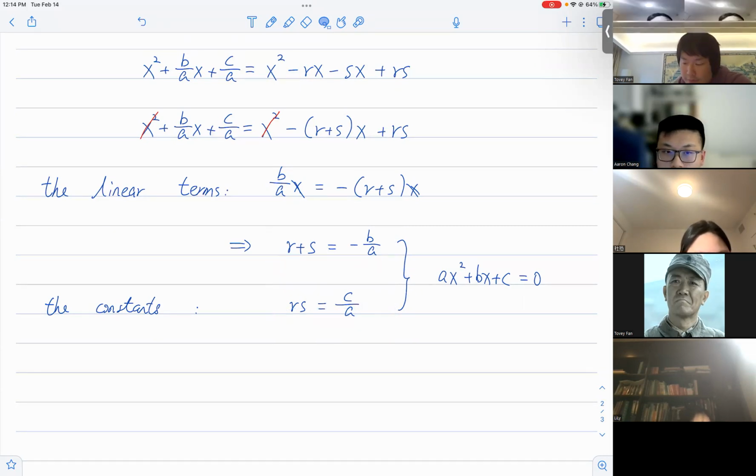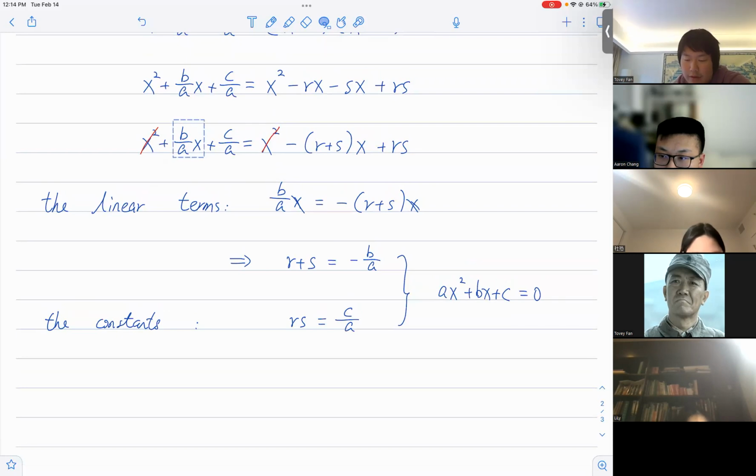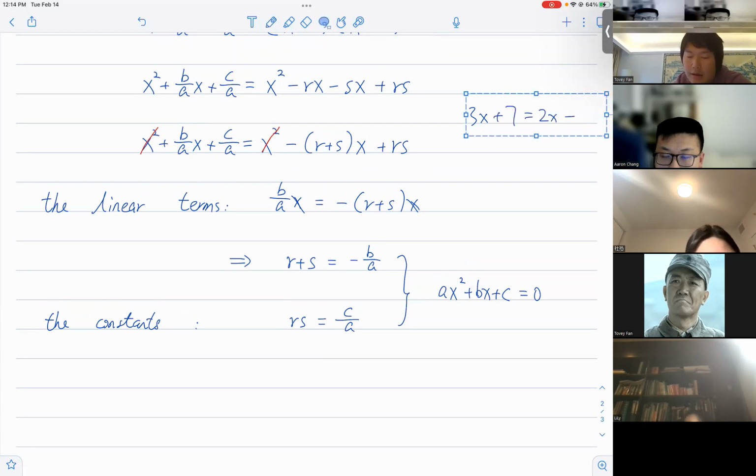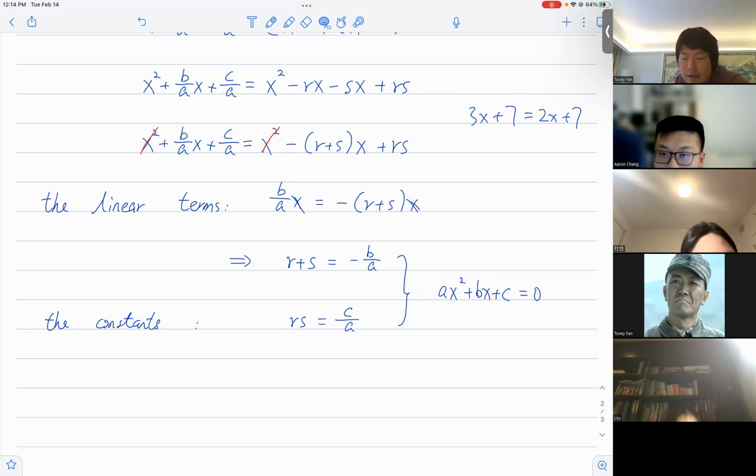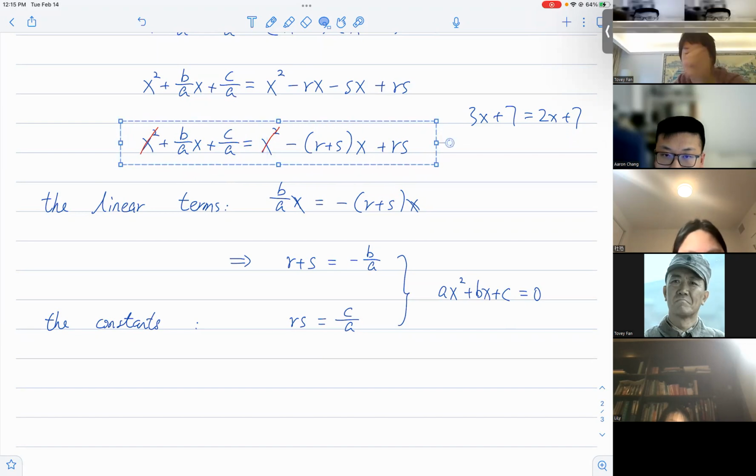Why did you say that if you want them to be equal, they have to be the same number for the linear terms? Well, if the linear terms are not the same, say 3x plus 7 equals 2x plus 7, then this equation is not always true, right? This is only true when x equals 0. If we want the left-hand side and the right-hand side to always equal each other, then 3x must be equal to 3x. If you have 3x equals 2x, then this equation is only true for a certain value of x, not for all values of x. But we said that the two equations are the same. These two equations are exactly the same.